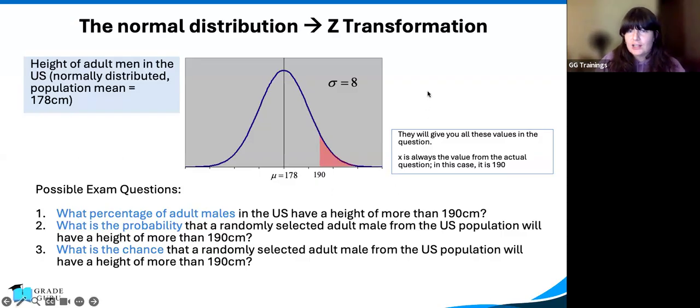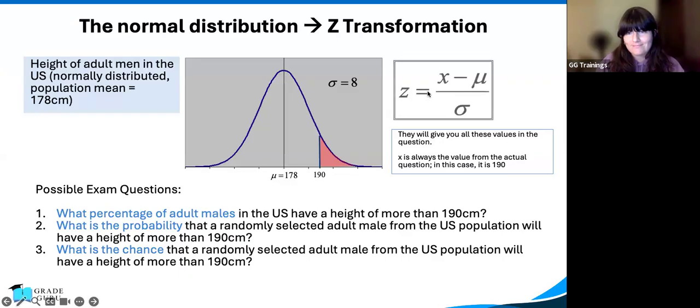These are lovely questions because it's an easy formula. They're easy to get right, as long as you can identify them correctly.